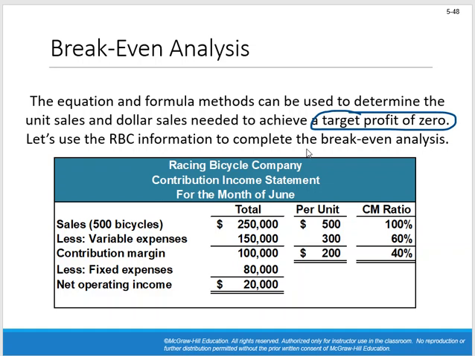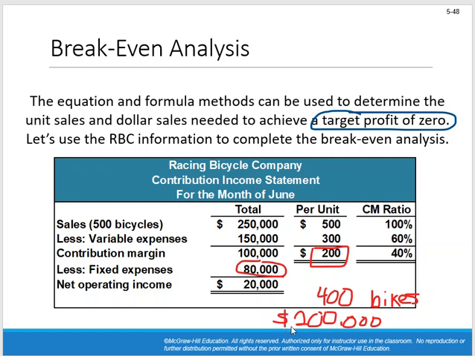All right, so we're going to use RBC again, and they've given us our per unit CM, and they've shown our CM ratios. And we already know that all we have to do is take fixed expenses divided by our CM per unit, and our break even is 400 bikes, right? Now, if we want to convert 400 bikes into sales dollars, how could we do that? What does a bike sell for? 400 bikes times $500 per unit. Our break even in sales dollars would be 200,000, right? So we can convert units into sales dollars.